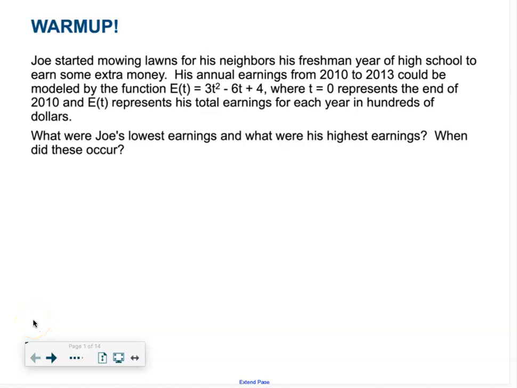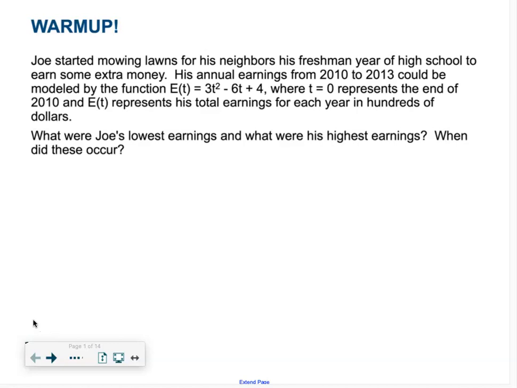Joe started mowing lawns for his neighbors his freshman year of high school to earn some extra money. His annual earnings from 2010 to 2013 could be modeled by the function E(t), where t equals 0 represents the end of 2010, and E(t) represents his total earnings for each year in hundreds of dollars. What were Joe's lowest earnings between 2010 and 2013? And what were his highest earnings between 2010 and 2013? And when did these occur?